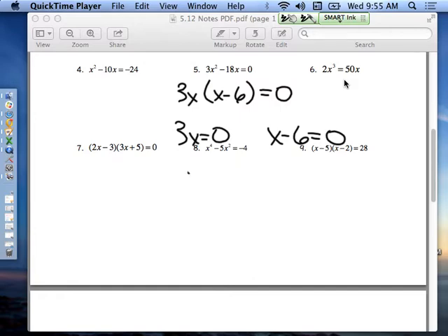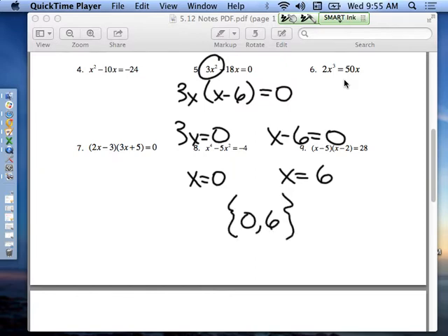Here, if 3x is 0, that implies x is 0. And then over here, x is positive 6. So I started with a degree 2 polynomial. The fundamental theorem of algebra tells me that I can have at most 2 real number solutions. 0 and 6 are both real numbers, and they are my solutions.